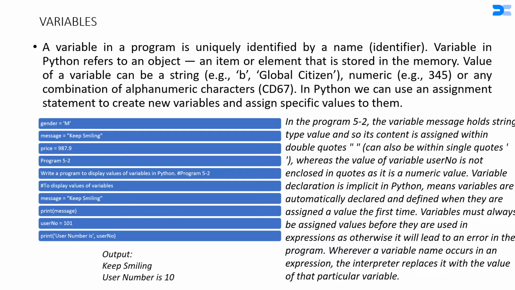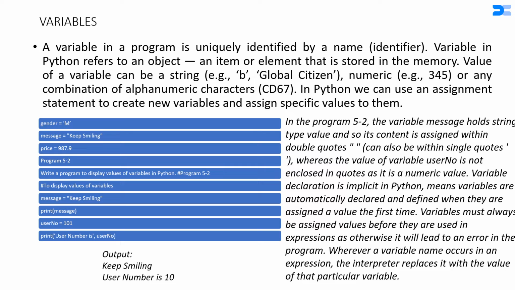Variable declaration is implicit in Python, meaning variables are automatically declared and defined when they are assigned a value the first time. Variables must always be assigned values before they are used in expressions, as otherwise it will lead to an error in the program.